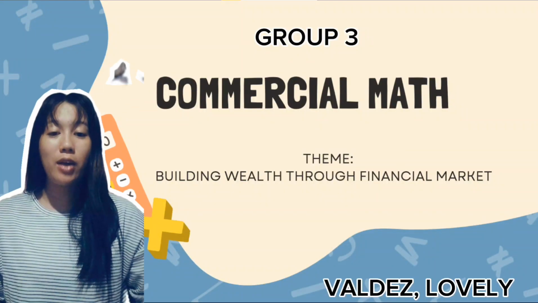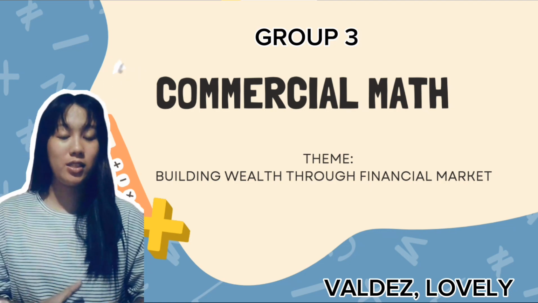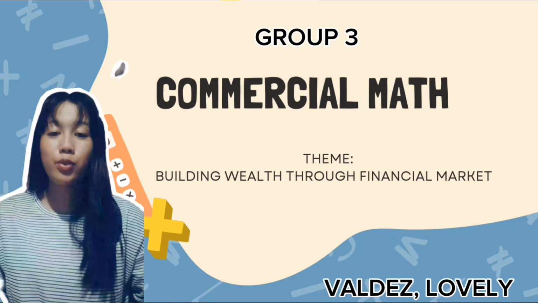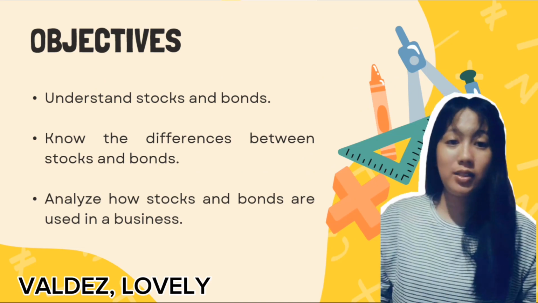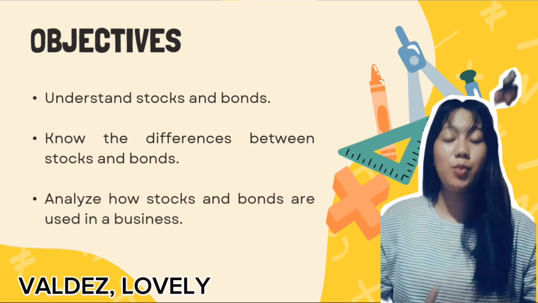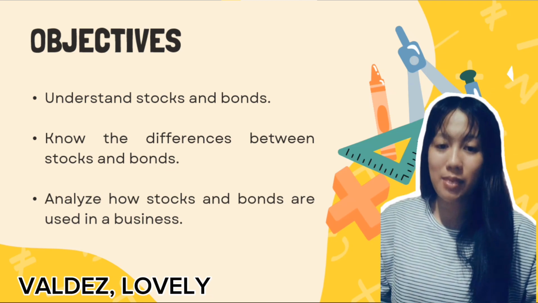Today we will report about commercial math, and the assigned topic that we will discuss today is all about stocks and bonds, with the theme Building Wealth Through Financial Market. Our objectives: number one, understand stocks and bonds. Number two, know the differences between stocks and bonds. And lastly, analyze how stocks and bonds are used in a business.